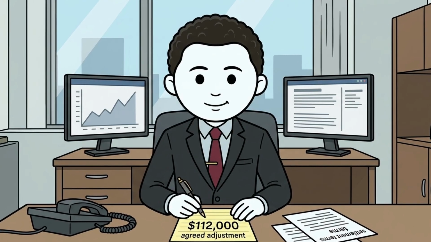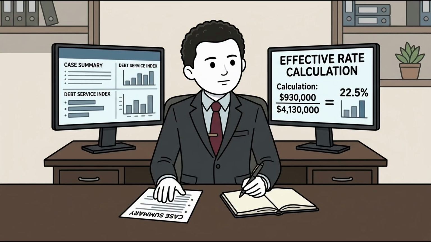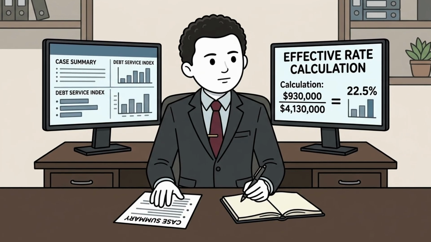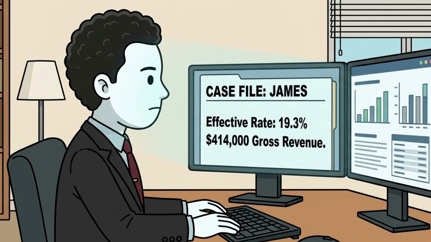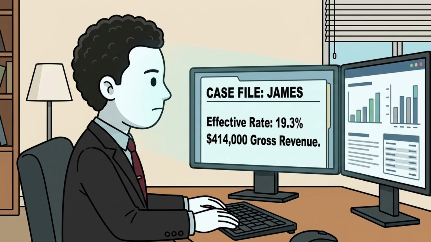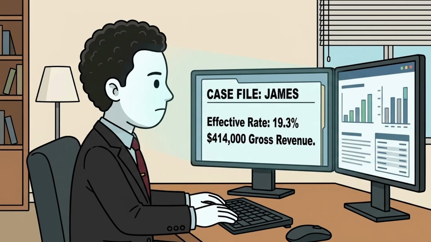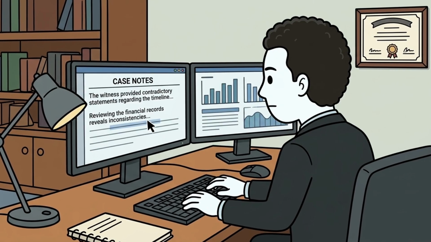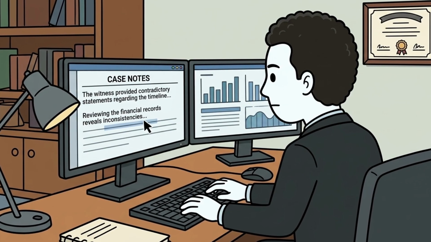The case closes. The primary partner's total tax liability for the year, including the adjustment, is approximately $930,000 on $4,130,000 in partnership income, an effective rate of 22.5%. James, the landscaping company owner, paid an effective federal rate of 19.3% on $414,000 in gross revenue before the $31,900 adjustment you assessed 2 years ago. You write this in your case notes and then you delete it because it is not relevant to the case file and case files do not contain observations of this type.